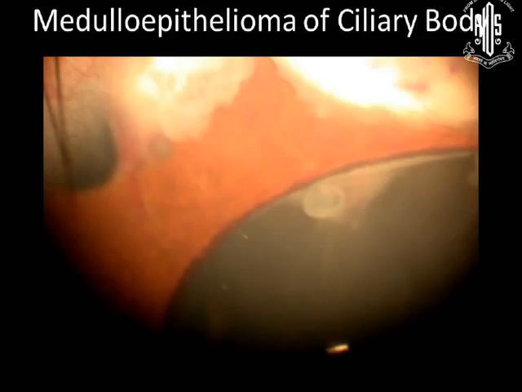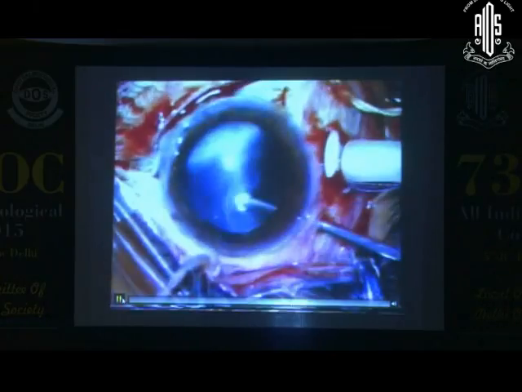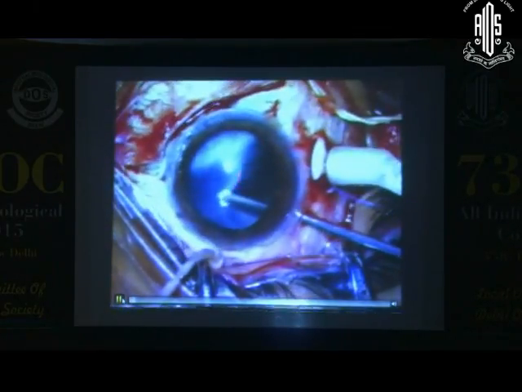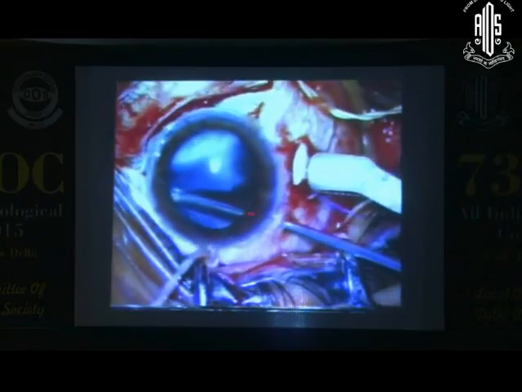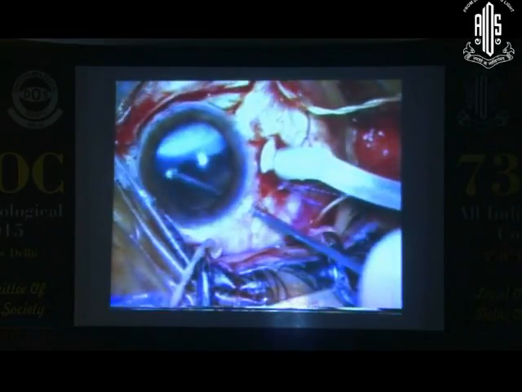These are slides which Dr. Jerry Shields gave to me. And this is how we resect the tumor. This is a medulloepithelioma of the ciliary body. What you see here is the retrolental fibrous tissue which is resected. So a lensectomy has been done. We are trying to decrease the size of the resection.